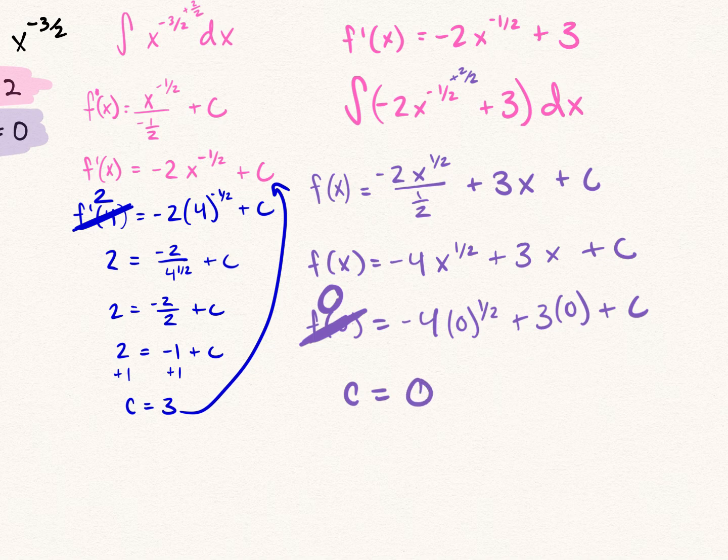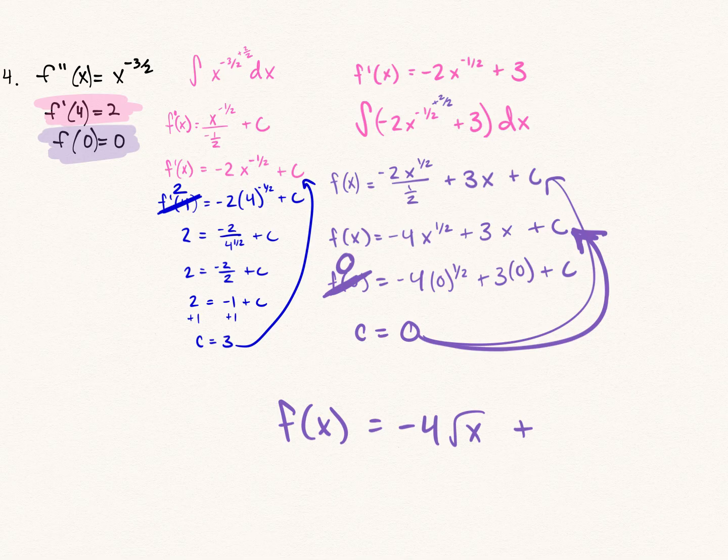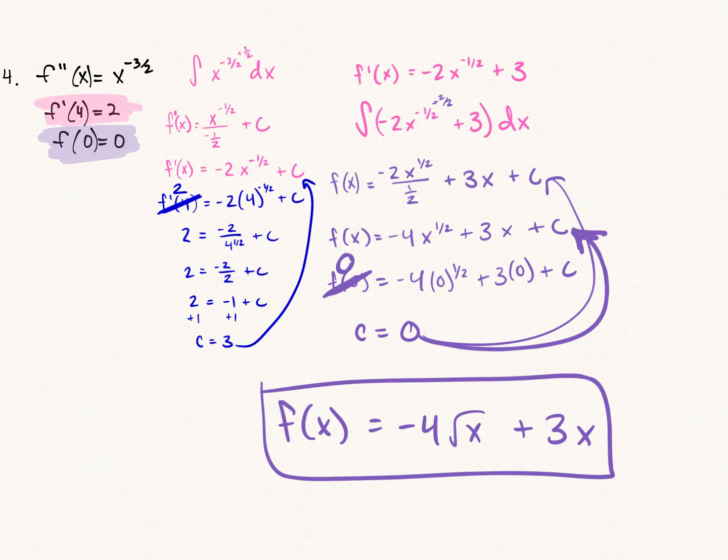So we can plug 0 into our function here. That means our original function is, actually I'm going to plug it into the simplified one here. Negative 4x to the 1/2 power, or the square root of x, plus 3x, plus 0. So we don't need the c in there anymore because we know c is 0.